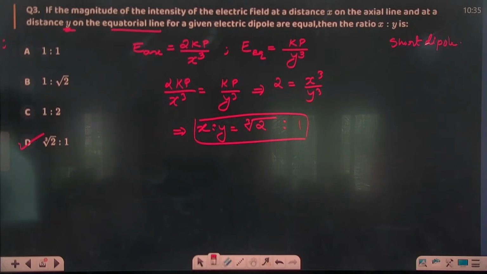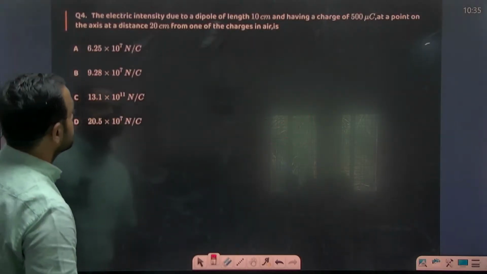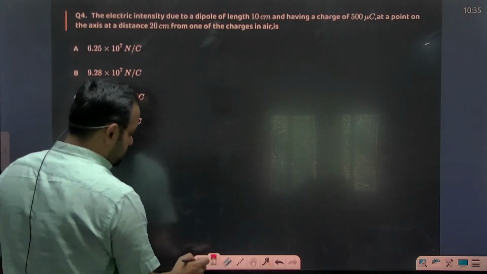Is this fine? Right, x distance on the axial line, y distance on the equatorial line, electric field is the same. X is to y will be cube root of 2 is to 1. Try this one also.